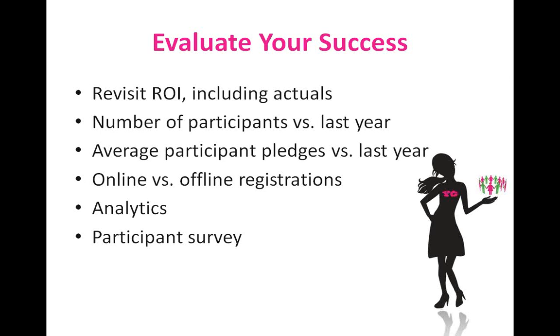Certainly look at the number of participants, decide if you've got more than you did last year, maybe because of the online presence, and then look at the average participant pledges. You want to see if you've gotten a higher pledge per participant than the year before, likely because of the online presence. And then look at all of these different things. Certainly look at analytics. Figure out where the traffic's coming from. Where are you getting most of your donations?